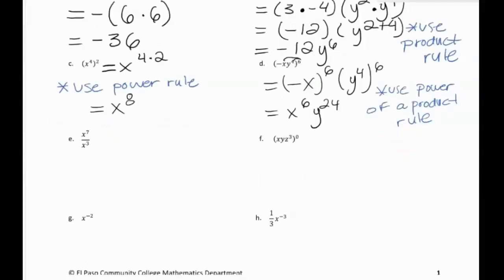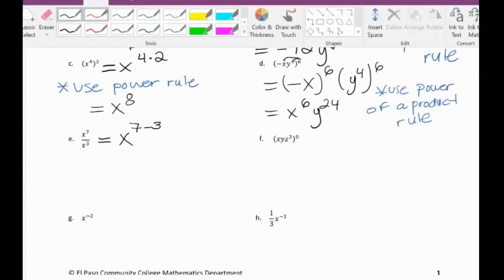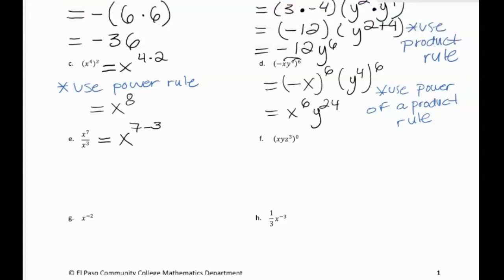For example E, we have x to the seventh over x to the third power. This means that my exponents are going to subtract each other. So we have 7 minus 3. And over here, we're using the quotient rule. Therefore, 7 minus 3 is 4. So my answer is going to be x to the fourth power.